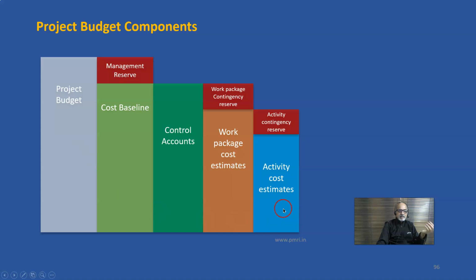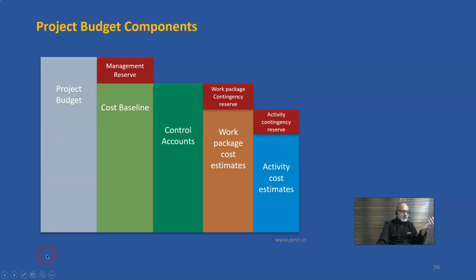So everything starts at activity level, then activity contingency reserve put together forms the work package cost estimate, and at a work package level we add work package contingency reserve and aggregate it. That becomes our control account, and that is our cost baseline. And to the cost baseline we add management reserve. That becomes the project's budget.